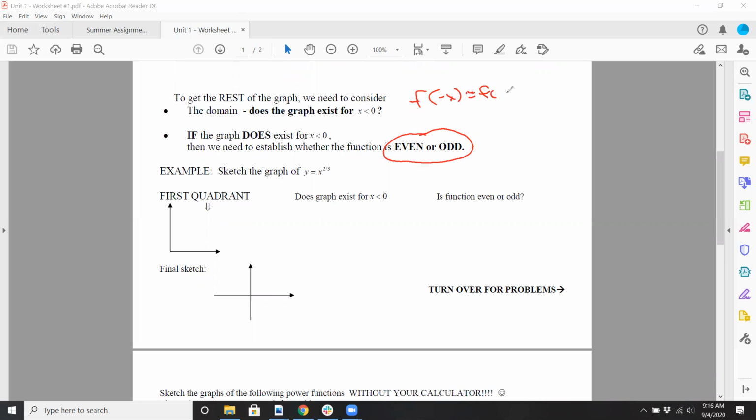If you have this, we call that an even function. If you have this, we call that an odd function. So, for example, y equals x squared and y equals x cubed. That's kind of a great way to contrast. I'll make a little table off to the side here for both.